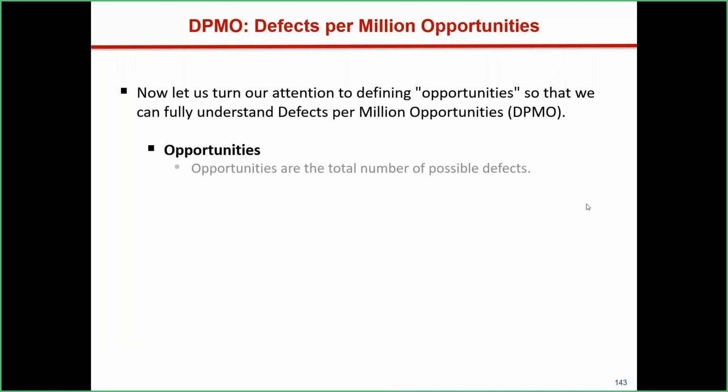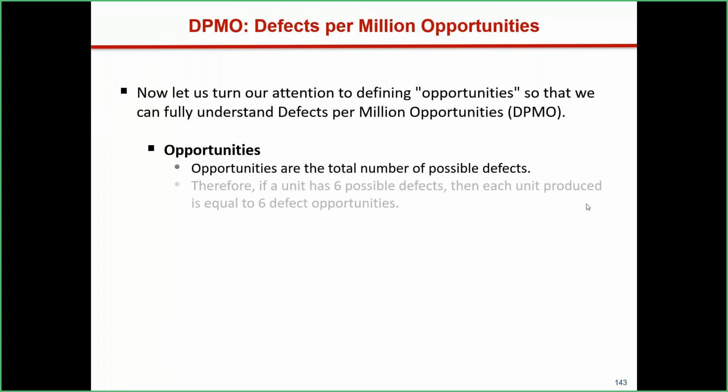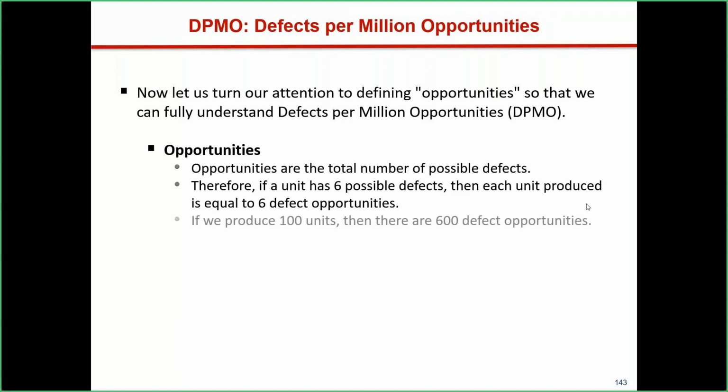Opportunities. So opportunities are the total number of possible defects. Like the example I gave, if I manufacture a pen, there are only four possibilities that it can have a defect. So if a unit has six possible defects, then each unit produced is equal to six defect opportunities. When I say opportunities, it may not happen. That's the reason it's called opportunities. If we produce 100 units, then there are 600 defect opportunities, with one unit having six defects. Based on the example, overall 600 defect opportunities.